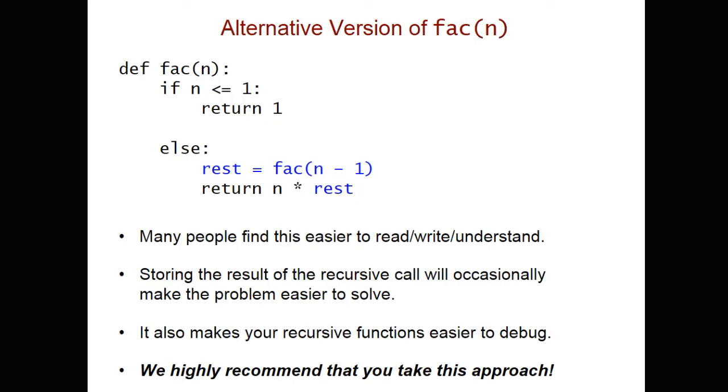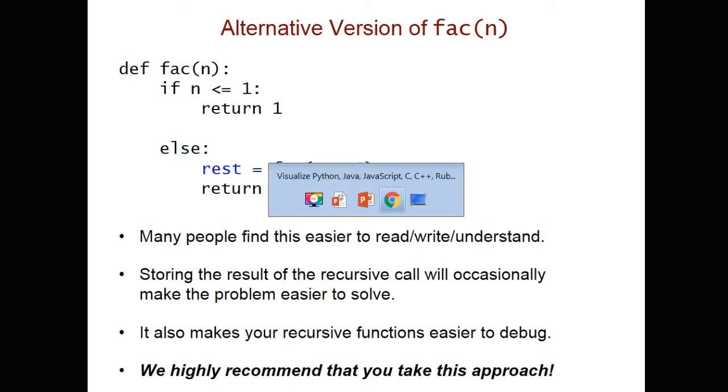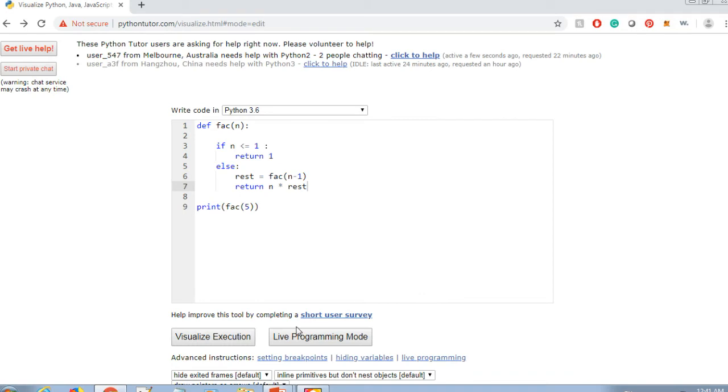The alternative version of the factorial is that we can store the remaining part into a variable and then multiply it. So in this way it is easier for people to understand. Let's take a look at the factorial code in the visualizer.